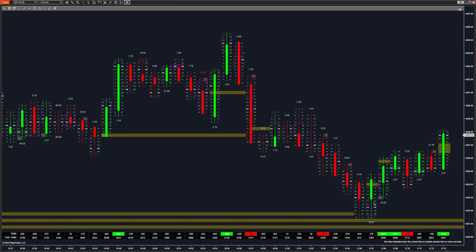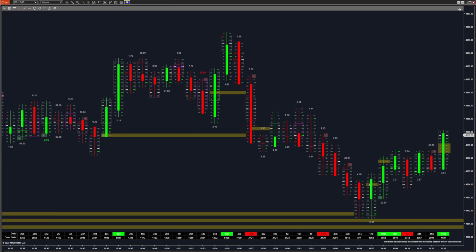Now directly after, there was another play that showed up. We have untested thin prints that were going to be used as support, and when we went down to test it, we got a green candle with a thin print, and you can see that we have huge negative delta that couldn't push further down. Let's say there was only like 200 negative delta right here, I probably wouldn't look to take this play, because it was negative 600. That's a good amount of negative delta.